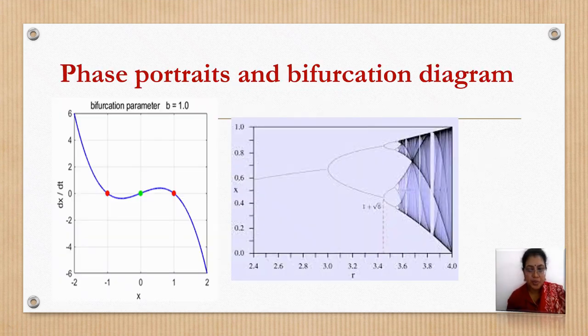So here I have shown you two pictures. The first one, what is it? It is the phase portrait, because for a particular bifurcation parameter b equal to 1, we have plotted dx by dt on the y-axis and x on the x-axis. Similarly, the second picture is the bifurcation diagram, where we have plotted x with respect to r, where r is the control parameter. In the first plot we had b, no? So that b, if we bring it here as the x-axis, then it becomes the bifurcation diagram.